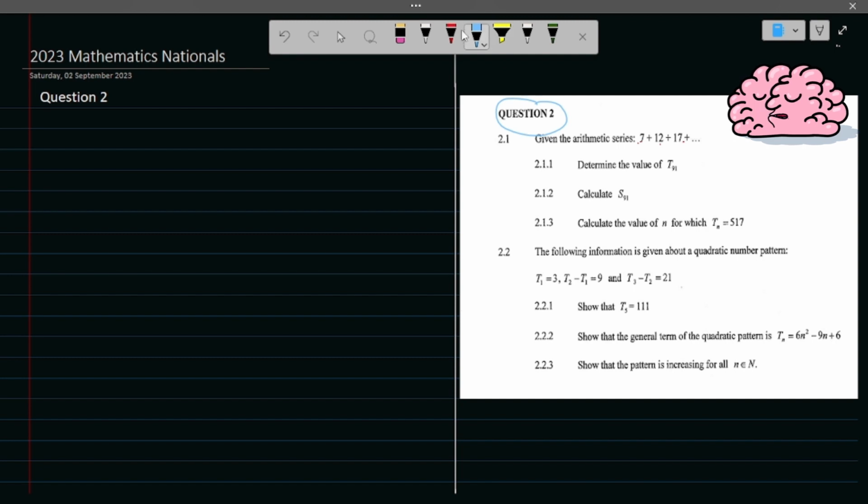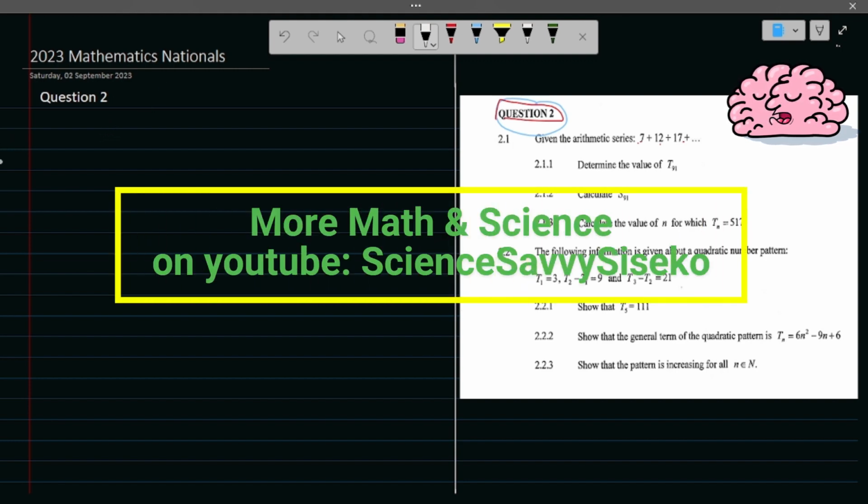Okay, so today, guys, we are focusing on question 2. These are arithmetic and geometric type questions. The first question says determine the value of T91.